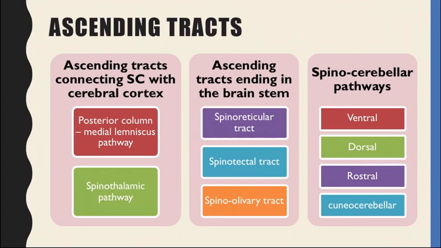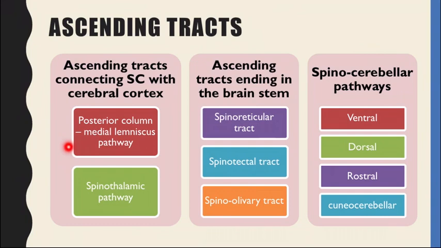The first one is the ascending tract connecting the spinal cord with the cerebral cortex. Second one is ascending tracts ending in the brain stem, and the third one is ascending tracts ending in the cerebellum, or spinocerebellar pathway. Major chunk, as I said, is via these tracts which end in the cerebral cortex. So, this is the important topic for today's class: ascending tracts which end in the cerebral cortex.